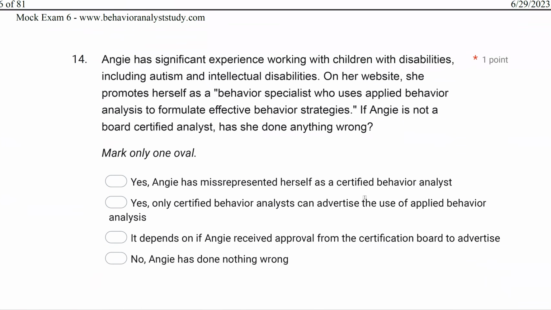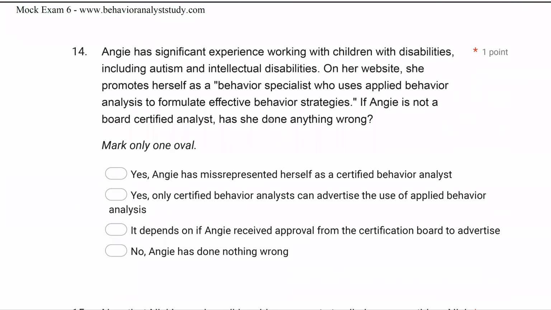14, Angie has significant experience working with children with disabilities, including autism and intellectual disabilities. On her website, she promotes herself as a behavior specialist who uses applied behavior analysis to formulate effective behavior strategies. If Angie is not a board certified analyst, has she done anything wrong? Now, this is an ethical question, and Angie is not a BCBA, right? She's not a behavior analyst.